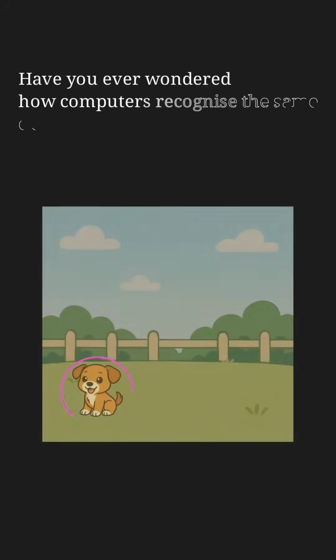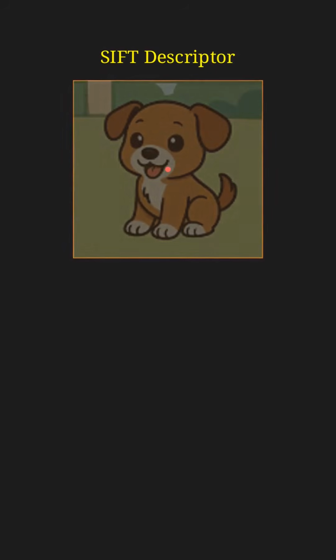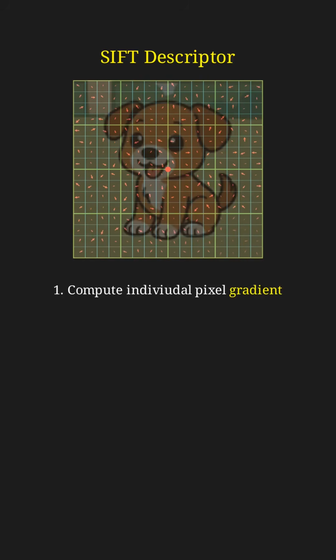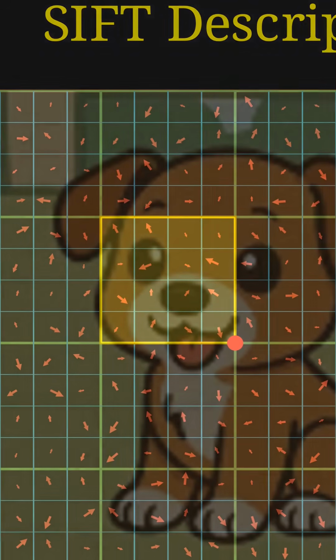Here's how a computer recognizes the same object in images, even if they rotate. We start by finding a distinctive point in the image, like the center of this puppy. Around that point, we extract a square patch and divide it into a 4x4 grid where each cell contains a grid of 16 pixels. In every pixel, we measure its gradient, indicating the direction and magnitude of the change in brightness from that particular pixel.